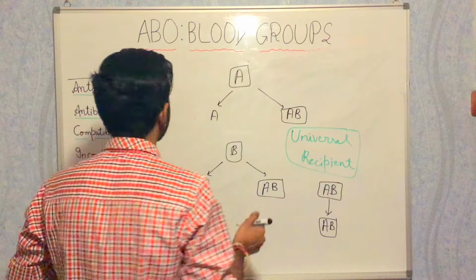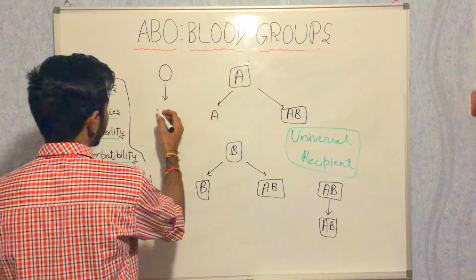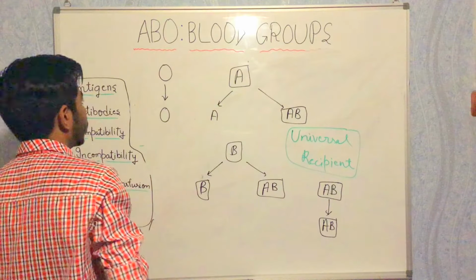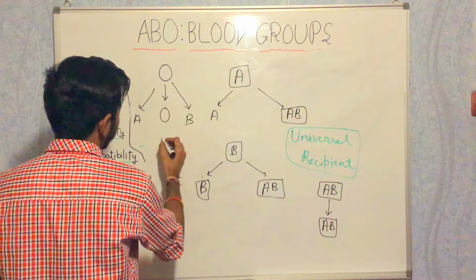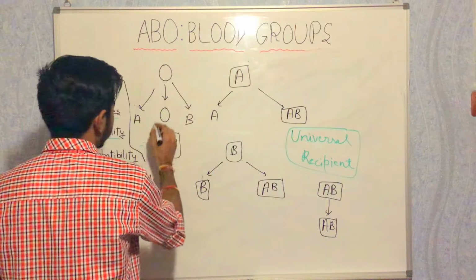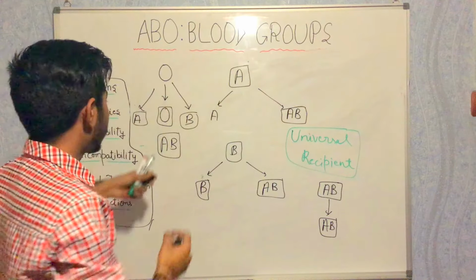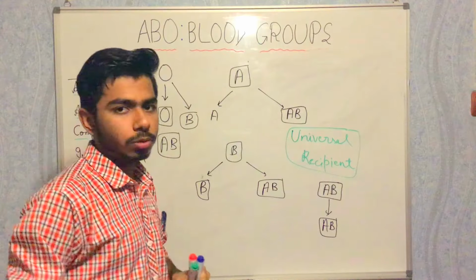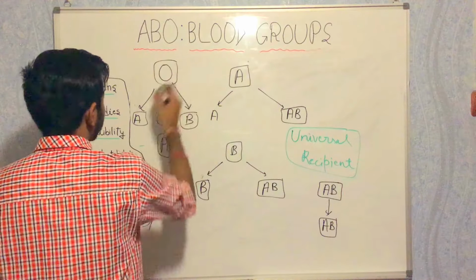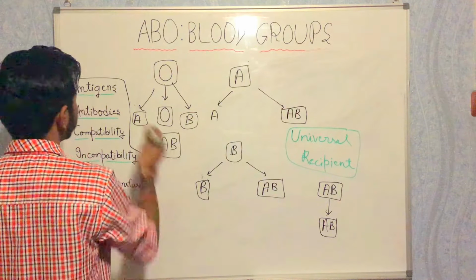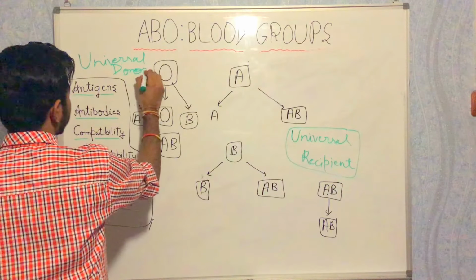Now if we talk about blood group O, it can be given to blood group O as well as the other blood groups, blood group A, blood group B, and blood group AB, because they don't have any antigen along with it. So the antibodies of these different kinds of blood groups will not be able to react to this blood group. So blood group O is also known as the universal donor.